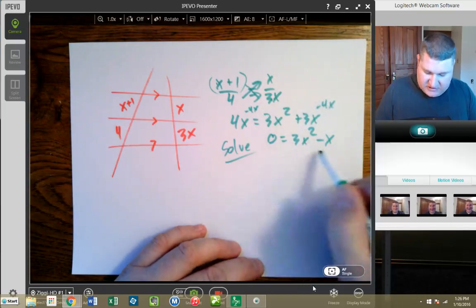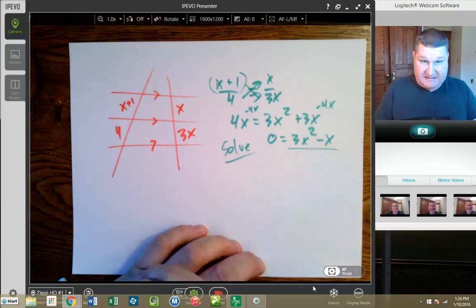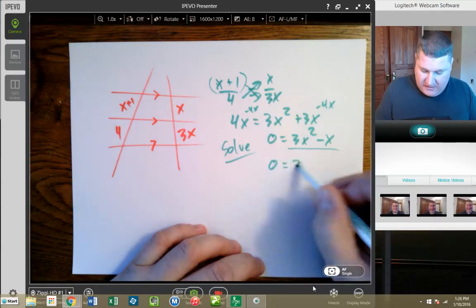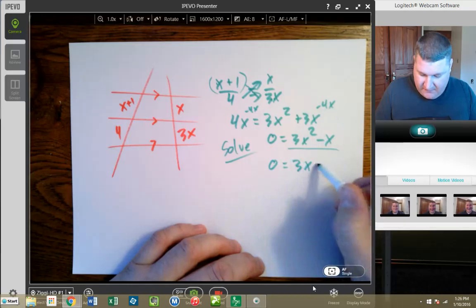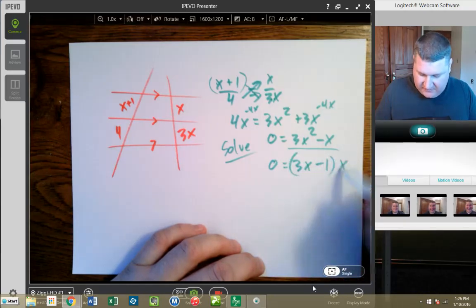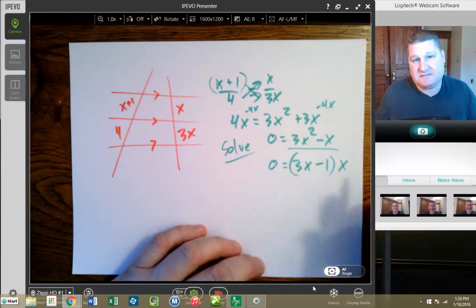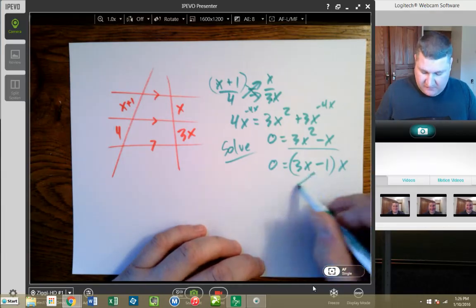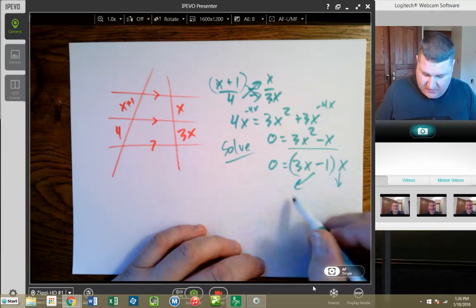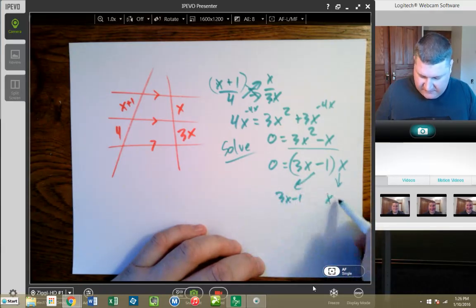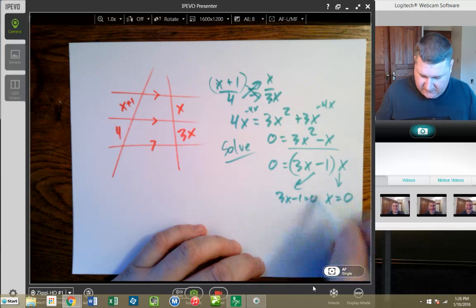And now we start to do what to get x by itself? We're going to factor. So 0 equals x times (3x minus 1). How do you actually finish finding a number for each piece? Set each piece equal to 0. There you go. So x equals 0, or 3x minus 1 equals 0, so x equals 1/3. Those are your two options.